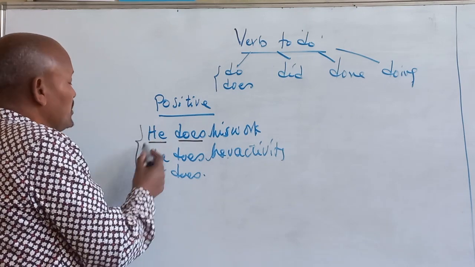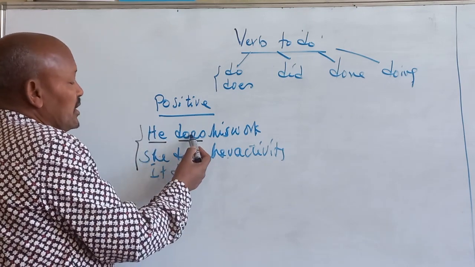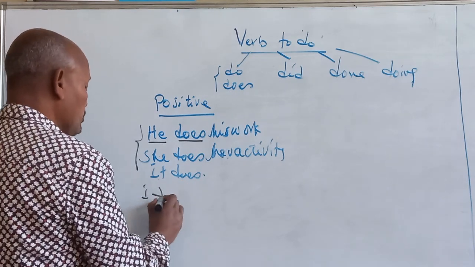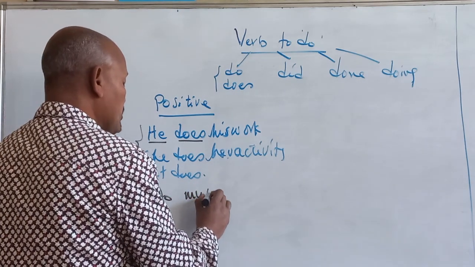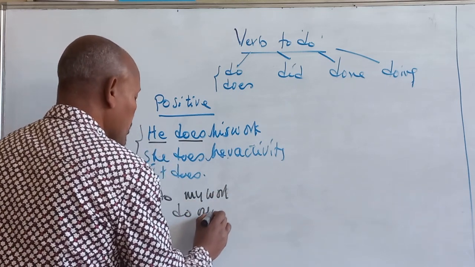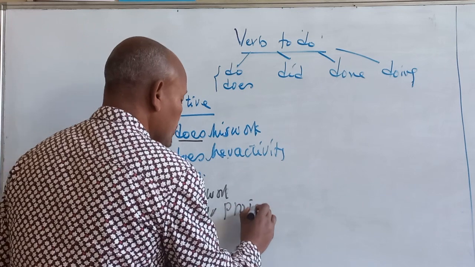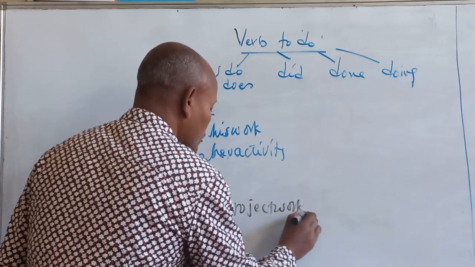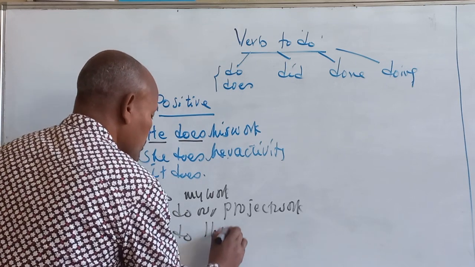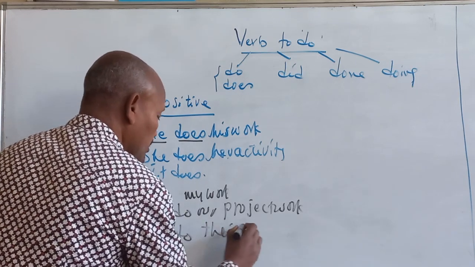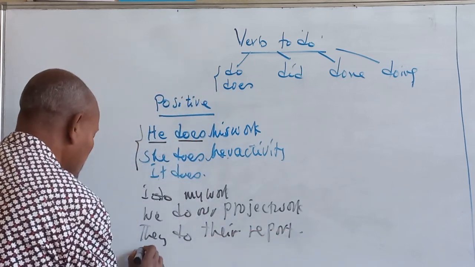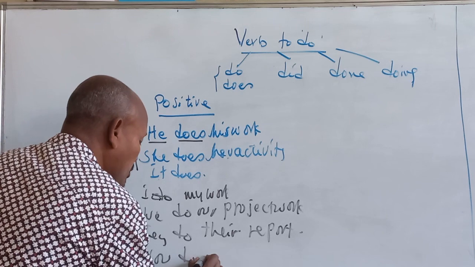So what you focus on here is this personal pronoun and its focus on the verb does. And here: I do, yes, I do my work, and we do our project work. And the other one, they do their report. And the other one is you do. You do it very well.